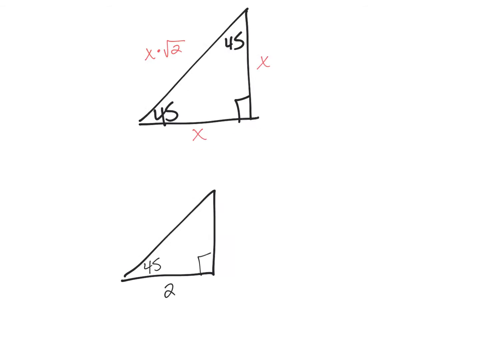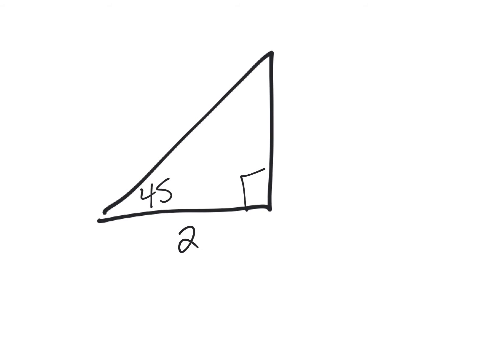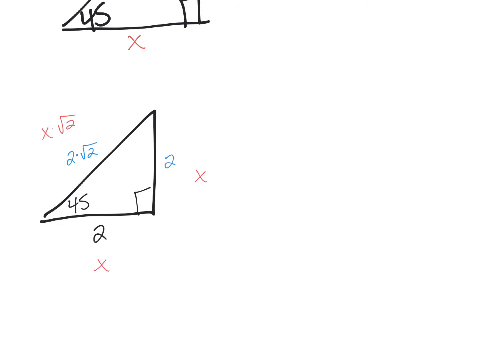Okay, so now let's do one of these. So we're going to find out the other two missing sides. We know it's a 45-45-90. So these two are going to be the x, and this is going to be the x times the square root of 2. Okay, so this side over here must be 2 because they're the same, right? And so then for this, our x is 2. So then this hypotenuse must be 2 times square root 2. Okay, not too bad, right?